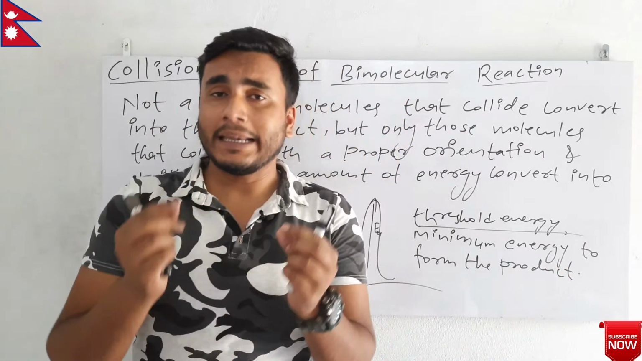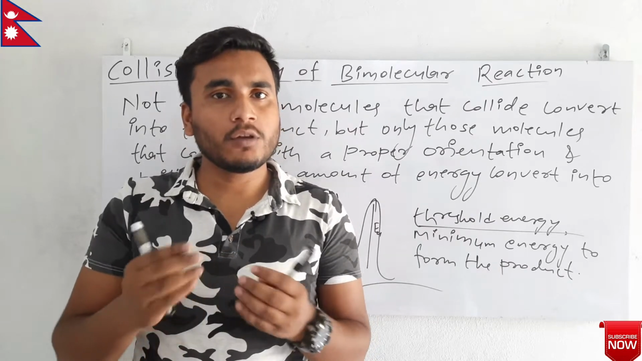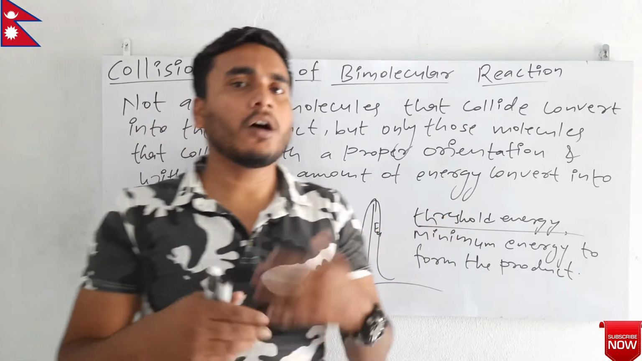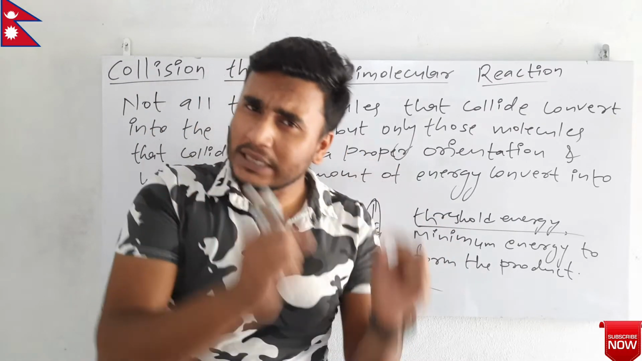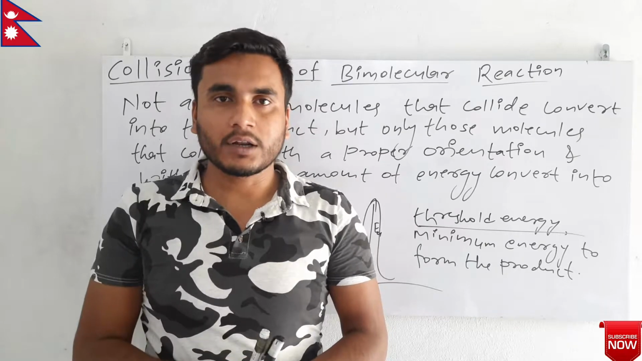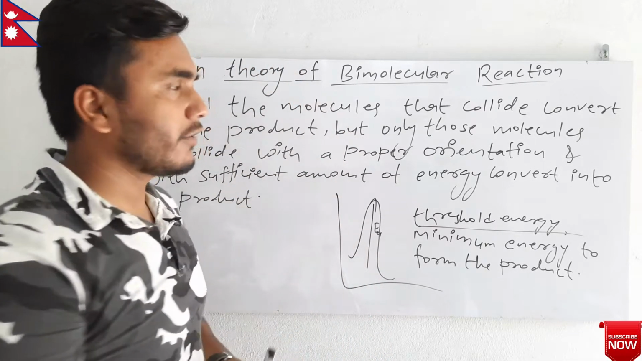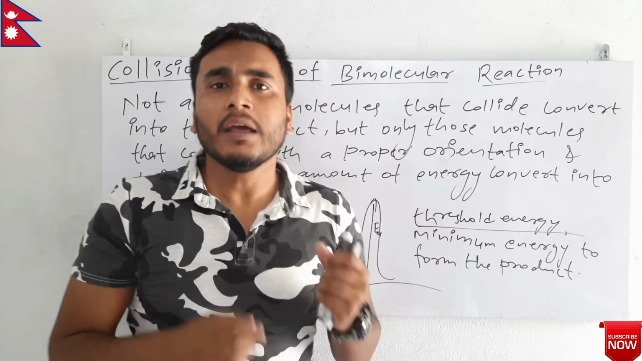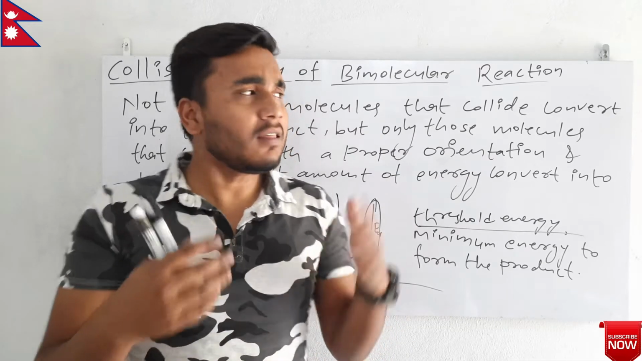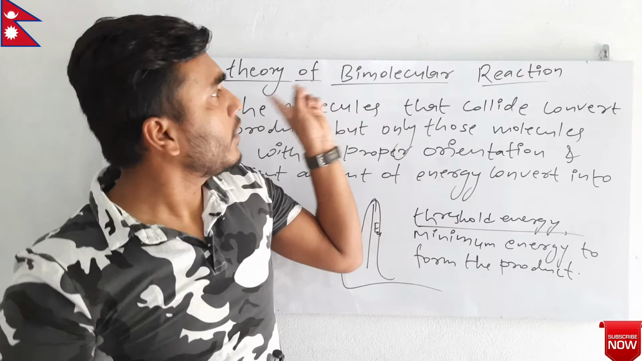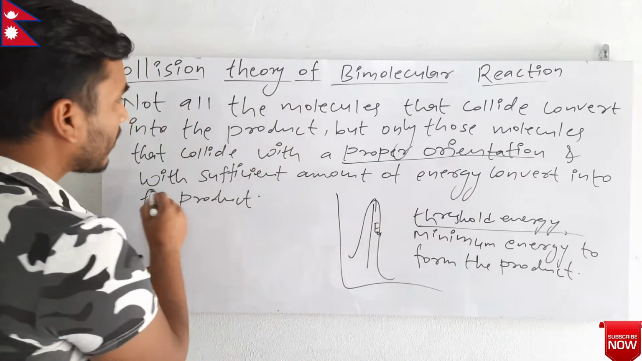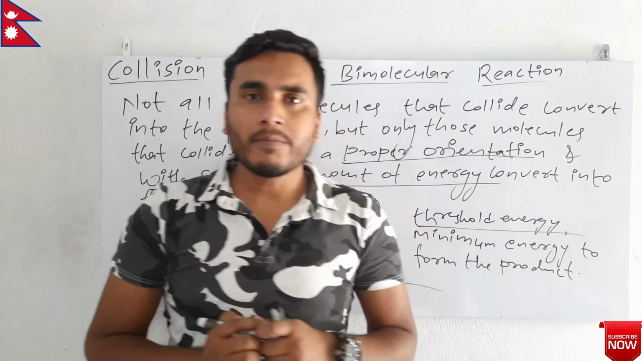So if the collision of the reactant molecules produces that much amount of energy to bypass the threshold energy or go more than the threshold energy, then only those reactants convert into the product. All the other reactant molecules cannot form the product. And proper orientation means, with a greater area, you can say, that can produce a higher amount of energy. So this is the statement of collision theory of bimolecular reaction. Proper orientation and sufficient amount of energy are the conditions to form the product.